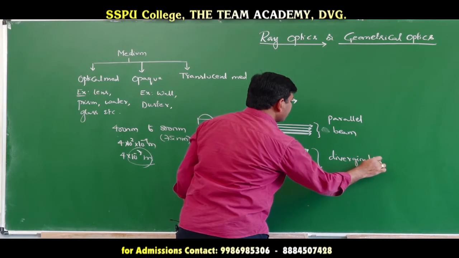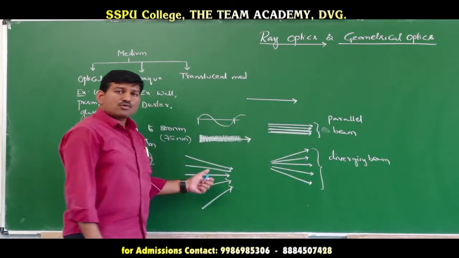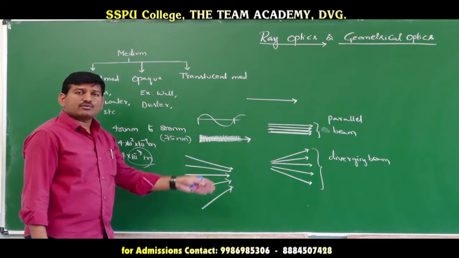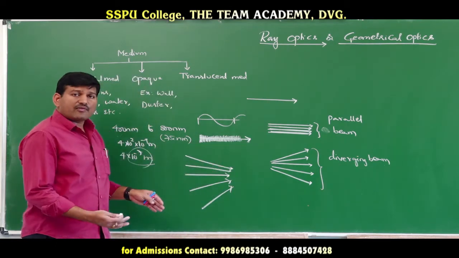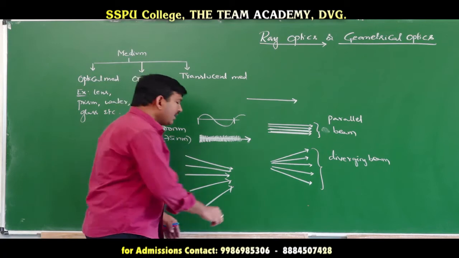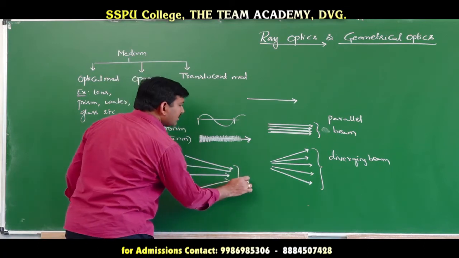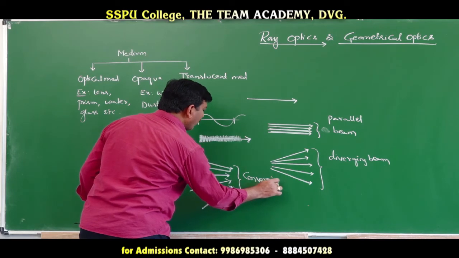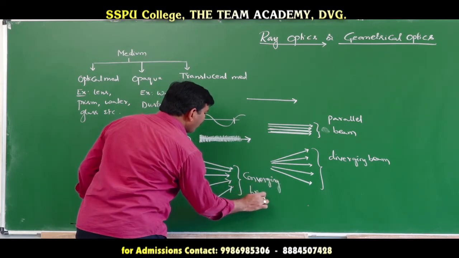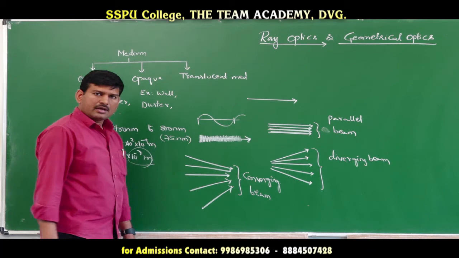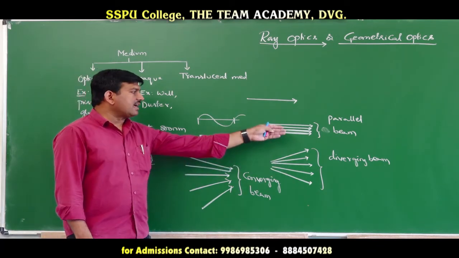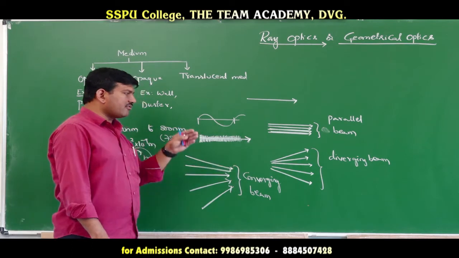Diverging beam. And here this is a group of light rays where they are converging towards a point, or they appear to converge to a point. If a group of light rays converges towards a point, then that is said to be the converging beam. So what I can say, a group of light rays is said to be a beam, and the beam of light rays is of three types, as parallel beam, diverging beam and converging beam.